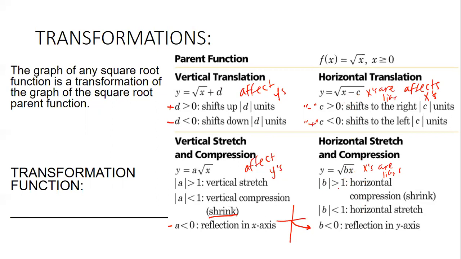So if the absolute value of b is greater than 1, it's a horizontal compression because I'm dividing the x values. If the absolute value of b is less than 1, it's a horizontal stretch. And again, this is affecting our x values.